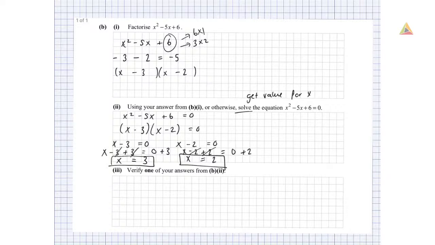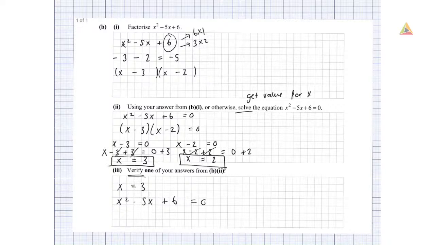Now, this part of the question, verify. So verify means prove that one of these answers is correct. So verify one of your answers from part 2. So I'm going to go with x is 3. Okay, so I'm going to pick x is 3. And what I need to do to verify, I'm going to write out the equation again. So x squared minus 5x plus 6 equals 0. So what I'm going to do now is anywhere I see x, I'm going to put in 3.